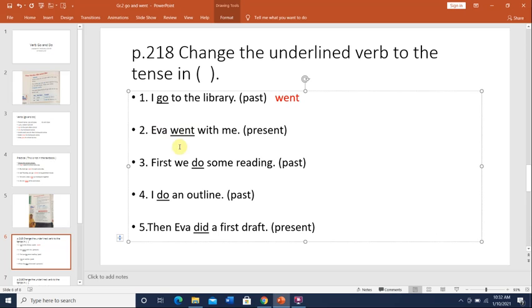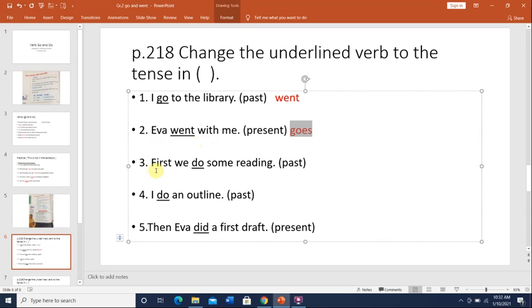Went is the past tense of go, and Eva is one. So Eva goes to the library with me. Eva goes with me. Okay, why did I choose goes and not go? Because Eva is one person. So the sentence will be Eva goes with me.